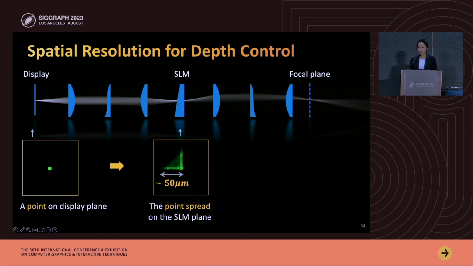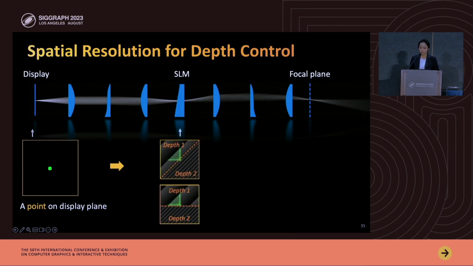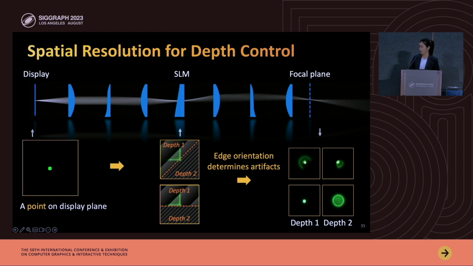However, when there are sharp depth edges, different parts of the kernel experience different phase ramps. The net result is that the point will appear at both depths with split bokeh. Because the blur kernel is asymmetric, for a point that is at the same distance from a depth edge, the orientation of the edge actually determines the kinds of artifacts we get. So in one case, the artifacts are significant. In the other case, there are none.